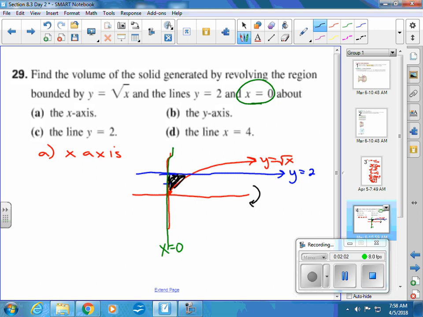So if I rotate this around the x-axis, are my cross sections circles or washers? What do you think? Circles or washers? Is the graph flush up against the x-axis? No. What does that mean? It means washers, right? So we know that we have washers. If we have washers, that means we're going to be using the formula pi times big R squared minus little r squared.